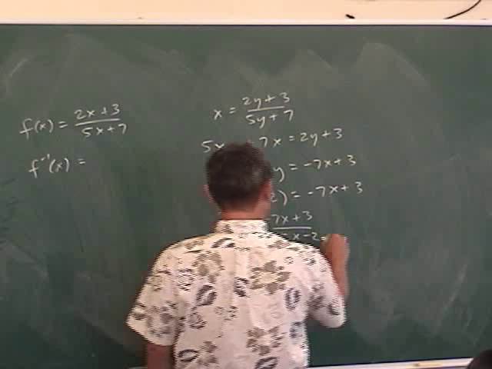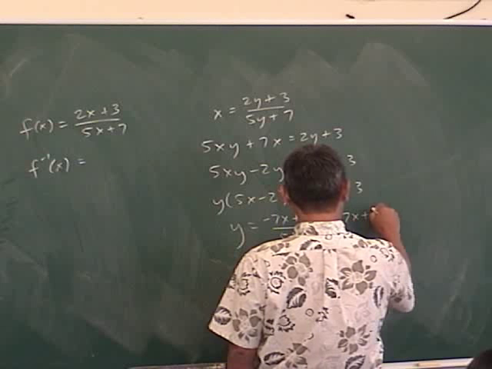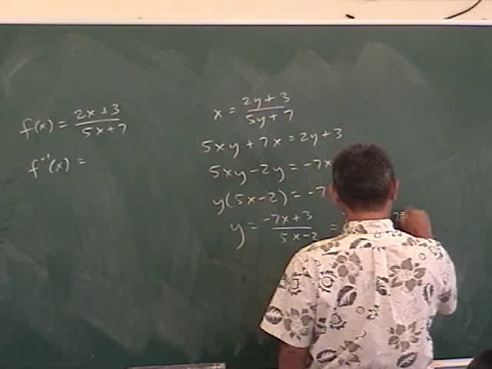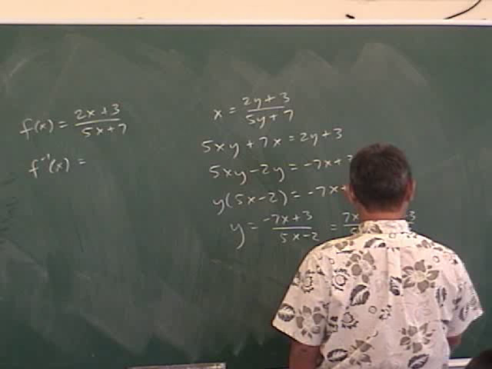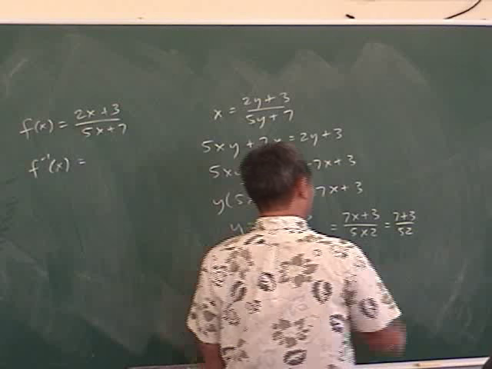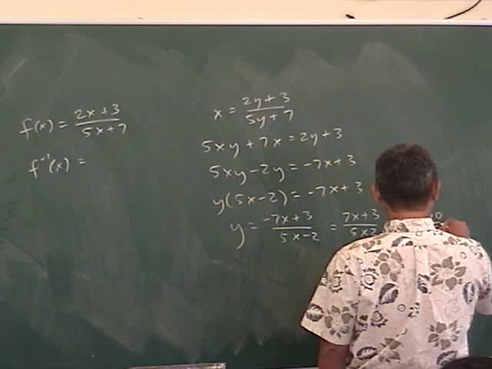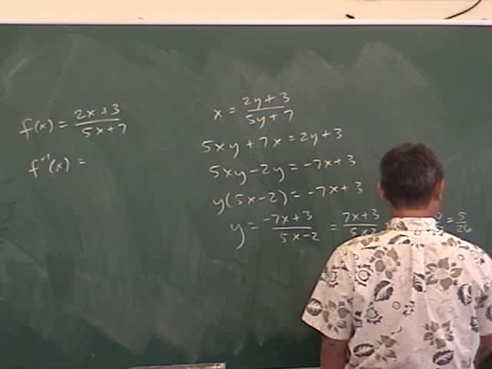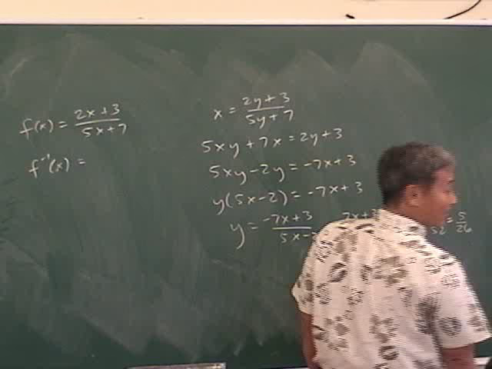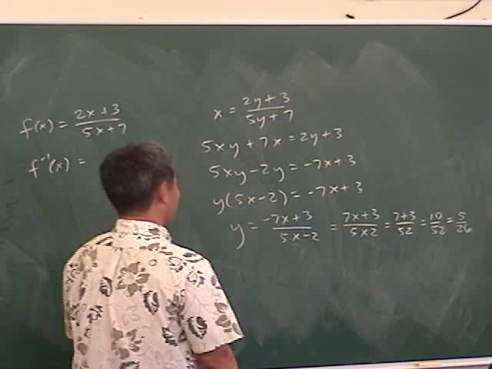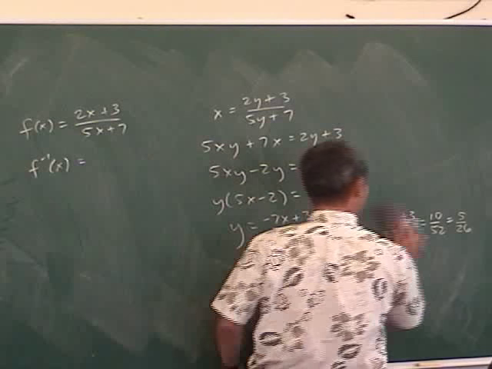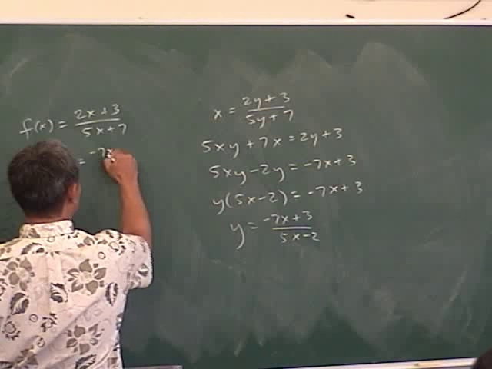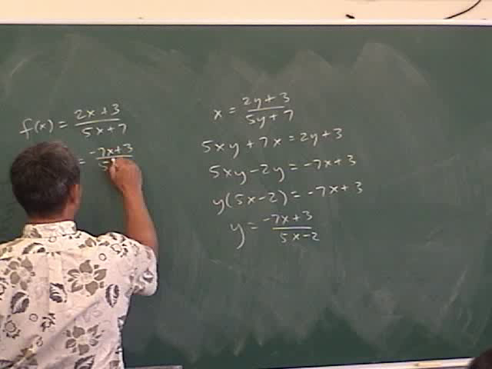The negatives cancel out, so you get 7x plus 3 over 5x minus 2. But the x's cancel out, so you get 7 plus 3 over 5 minus 2. Oh, but that's 10 over 3. I guess that's all you can do. That's the answer: negative 7x plus 3 over 5x minus 2.